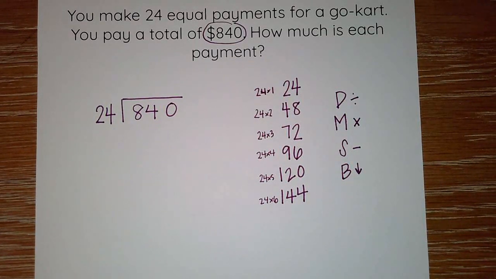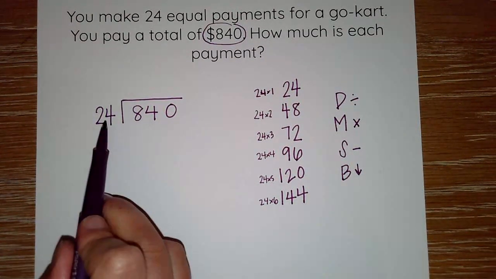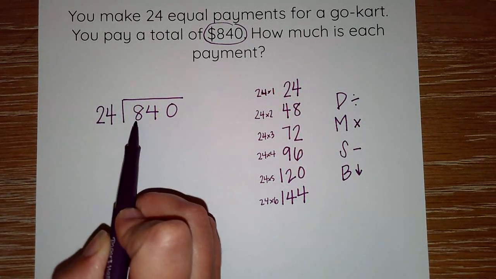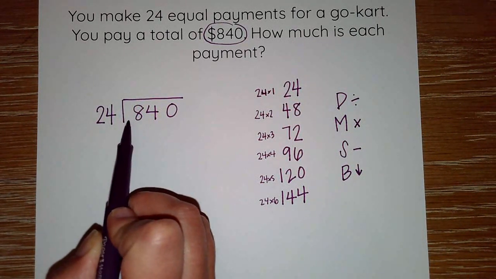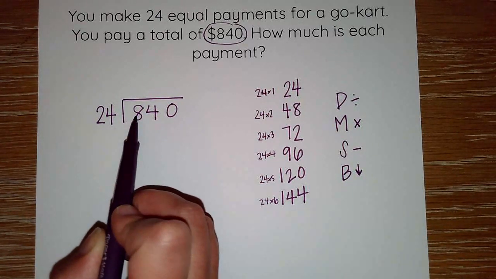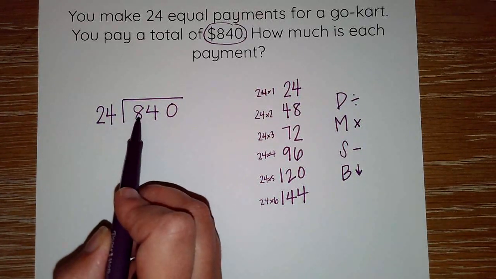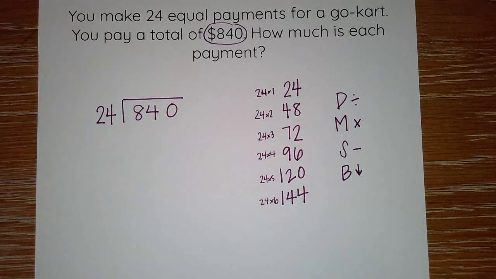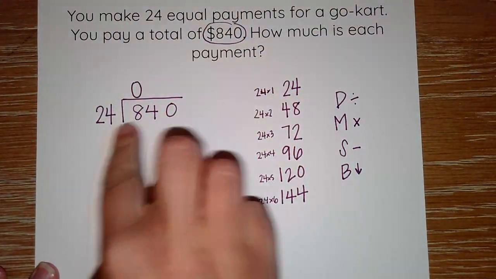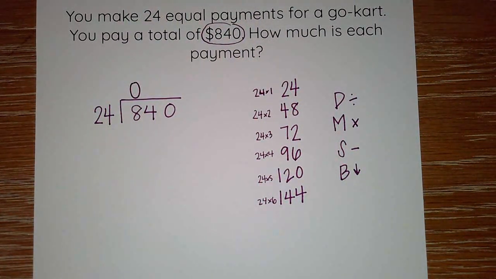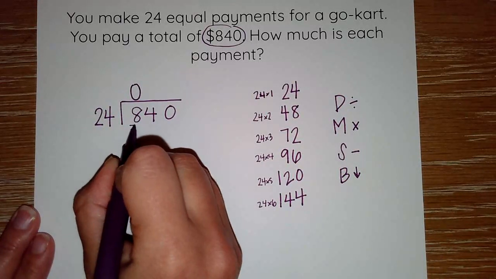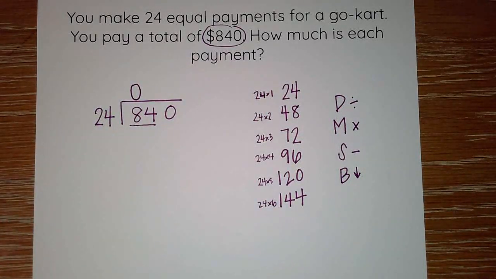Okay, so let's get started. I need to go ahead and divide first. How many times does 24 go into my first digit? Remember that we start all the way at the biggest place when we're dividing. 8 divided by 24. That doesn't work, so I'm going to put a 0 here. 24 goes into 8 0 times. Now I can skip ahead and go straight to 84.